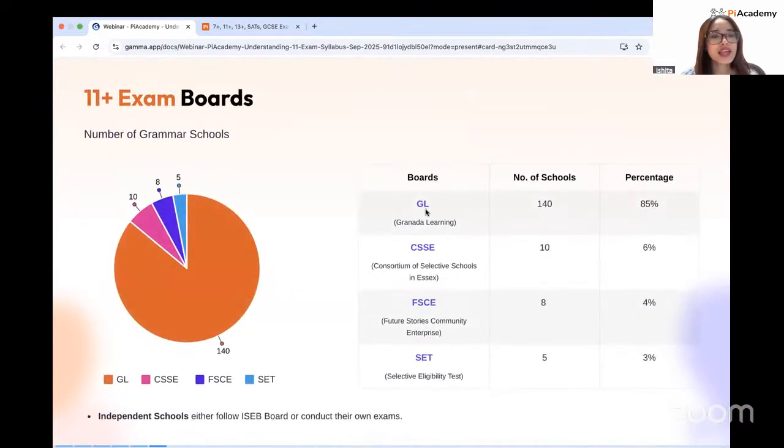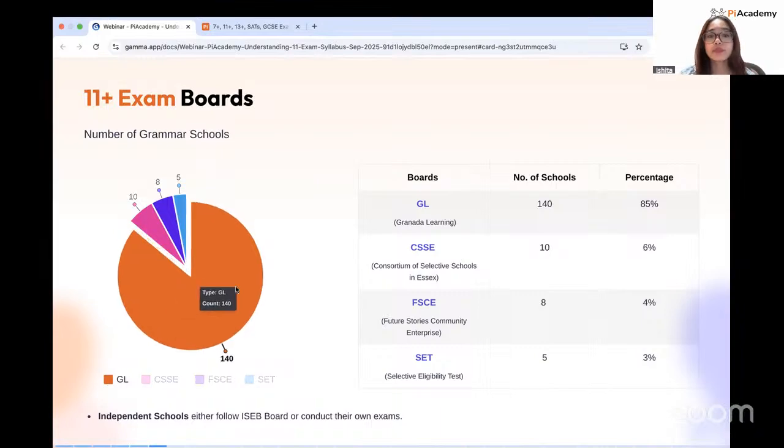So speaking of 11 plus exam boards, as you can see from this lovely pie chart, there are various types of exam boards. There's the GL Assessment, the CSSE, the FSCE, and the SET. These are the most common exam boards used by grammar schools. As we can see, GL Assessment, which is Granada Learning, is the most popular choice. It is used by almost 85% of schools, so 140 schools use this.